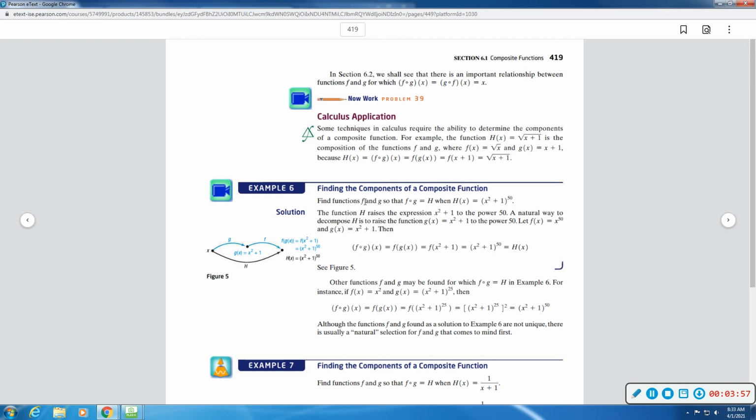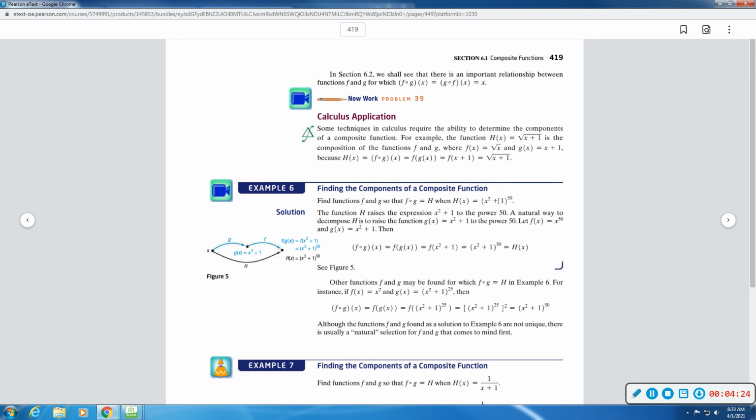So we have f and g are separate functions. You're told that f of g is equal to h. That's the generic symbol that we use. So we have this function h of x equals this expression. And we want to figure out what equations did we use to put these together. What was f, what was g? There are multiple ways of writing this. You will see several of them.